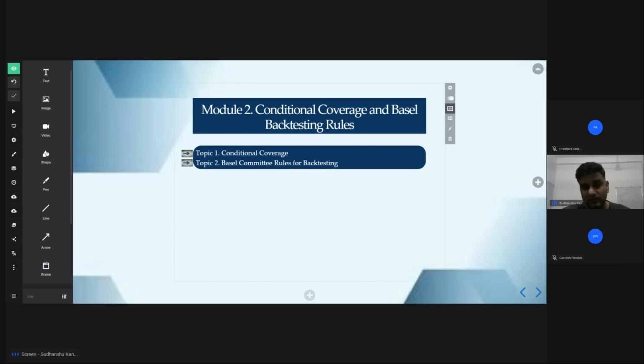So the unconditional coverage only counted your exceptions. It focused only on the number of breaches, say 5 in a year, but not when they happen. If all 5 occur in one week, the model could be seriously wrong. But unconditional coverage wouldn't be able to catch that, right? It is not able to catch the conditional kind of thing. So conditional coverage includes that time variation. It examines whether the exceptions are randomly distributed over time or whether they are clustered.